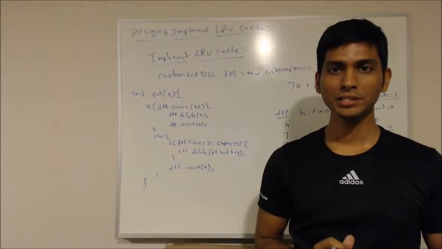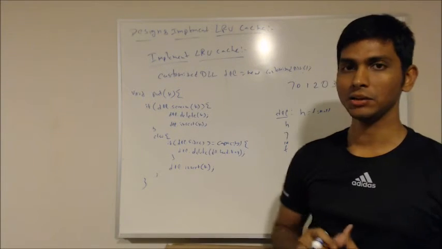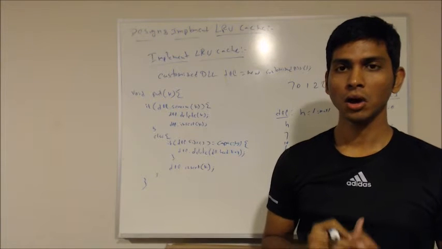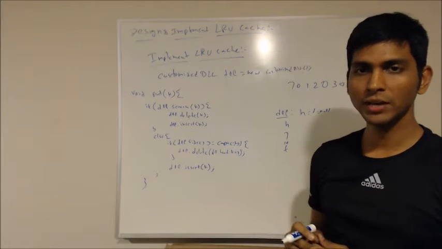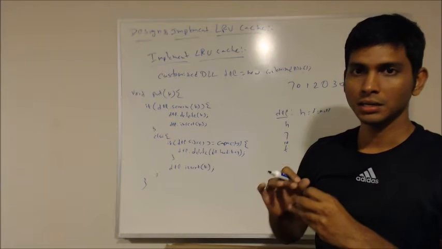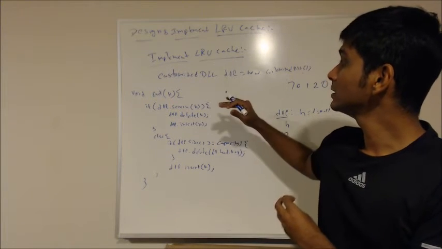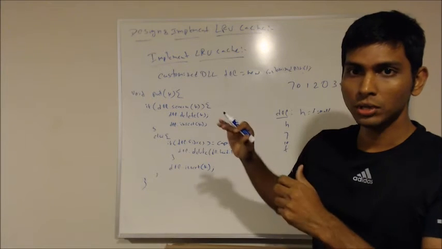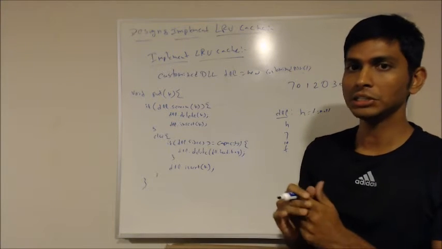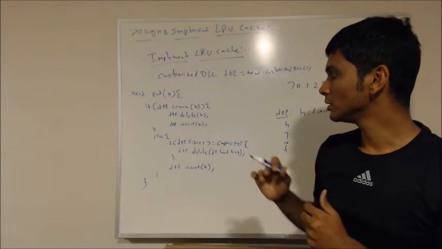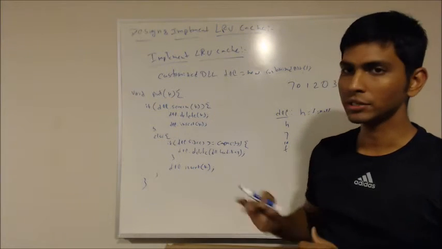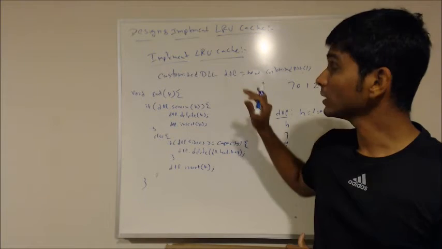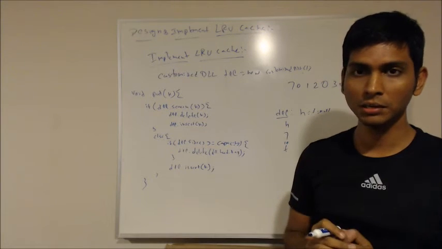Hello guys, next we see how to implement LRU Cache. If you haven't seen how we design an LRU Cache, please go ahead and see my video. There we discussed how to design a customized doubly linked list to serve the operations of insertion, deletion, search and size in big O of 1, so that we can make the put operation and get operation of the LRU cache big O of 1.